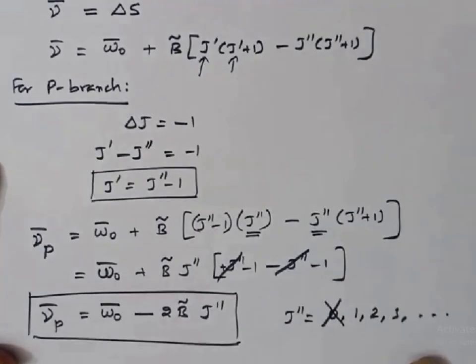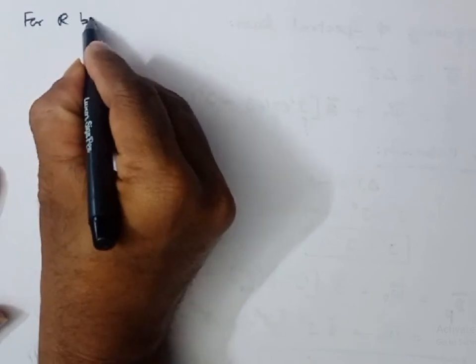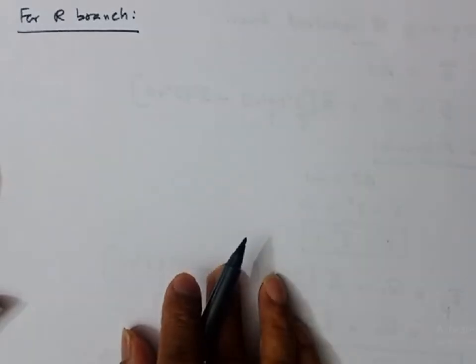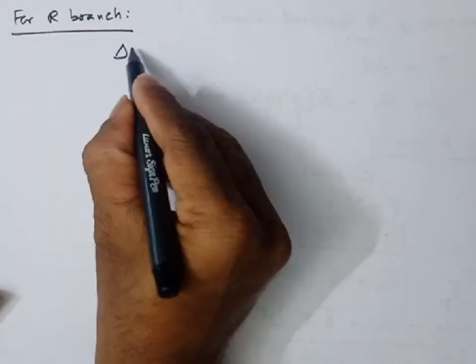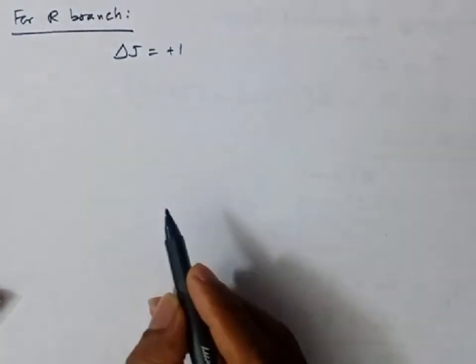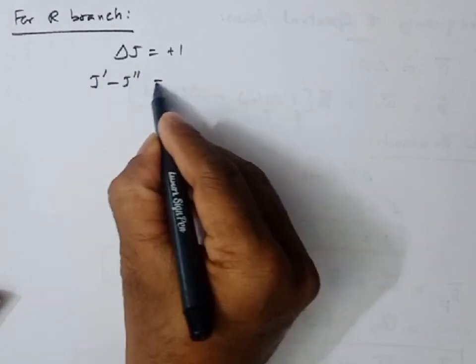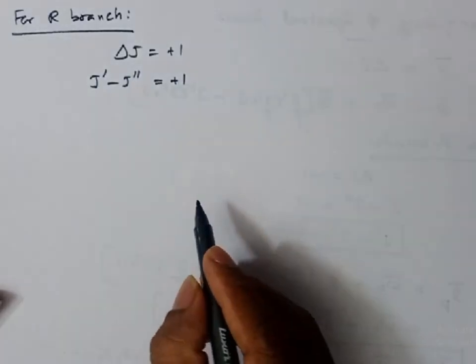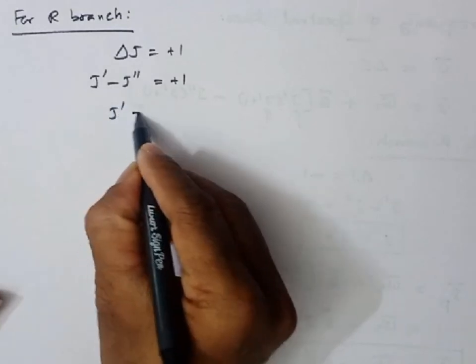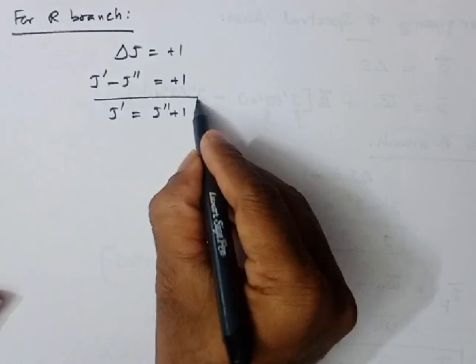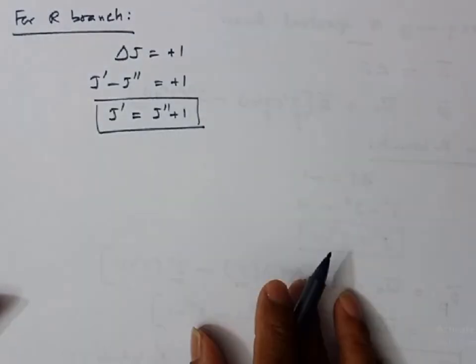Now, in a similar manner, I am going to discuss for R branch of lines. For R branch, you know very well delta J should be plus 1. Delta J is nothing but J single prime minus J double prime, which is equal to plus 1. Or we can also write J single prime equal to J double prime plus 1, in the case of R branch.